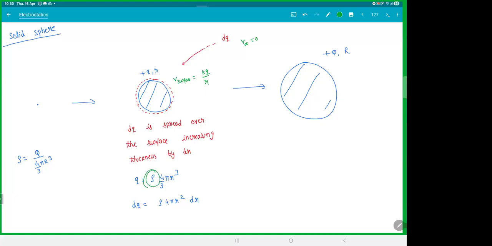They'll say rho is equal to rho naught r. You still know how to integrate. The process is important.